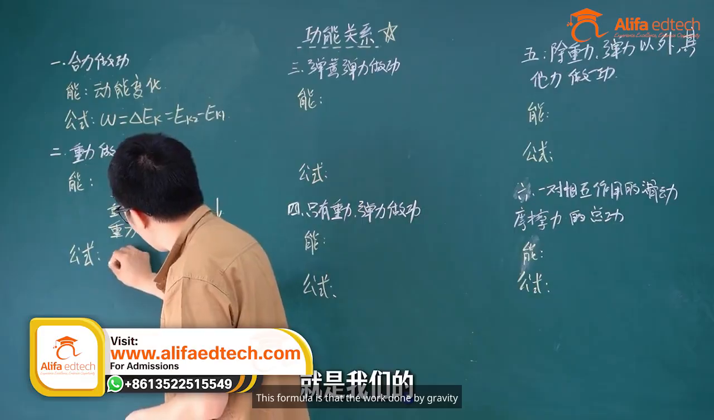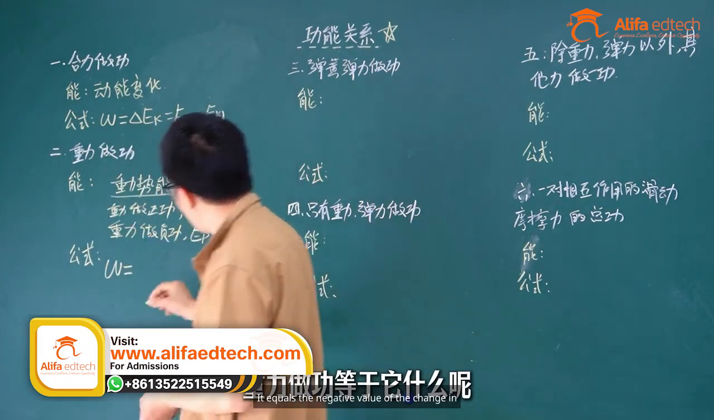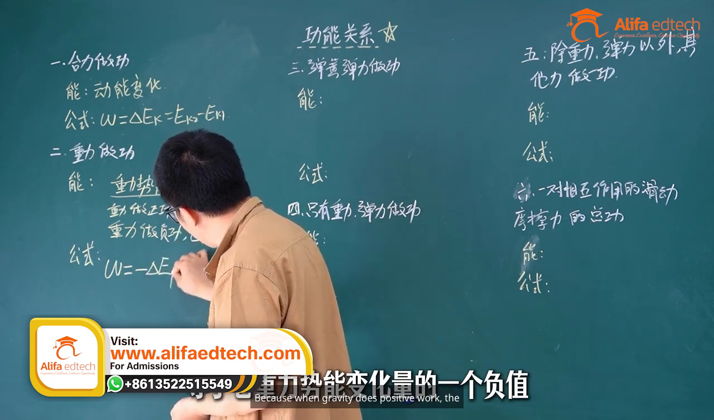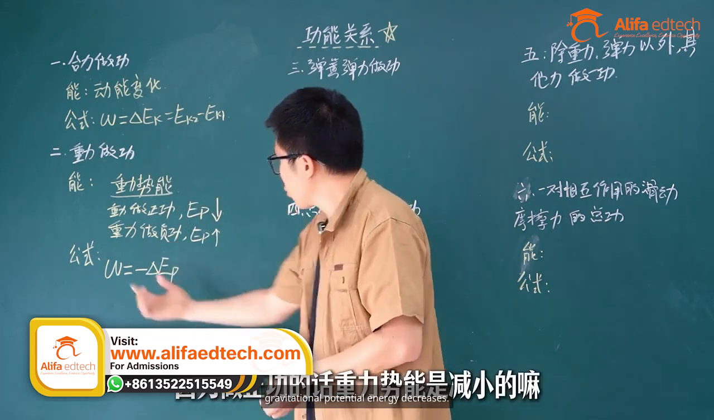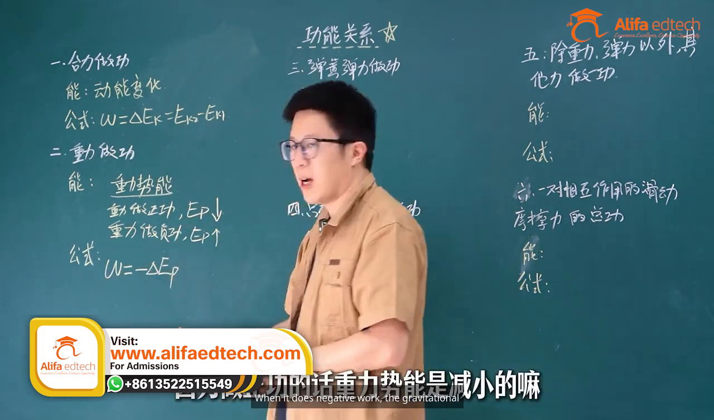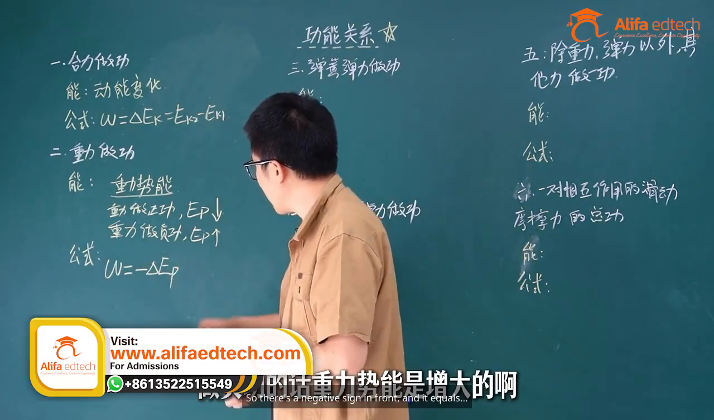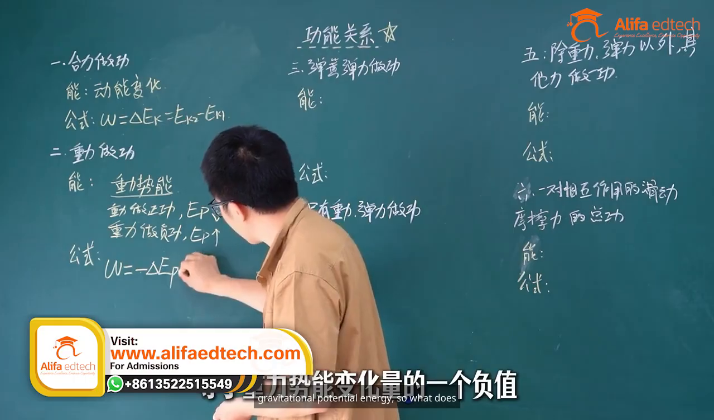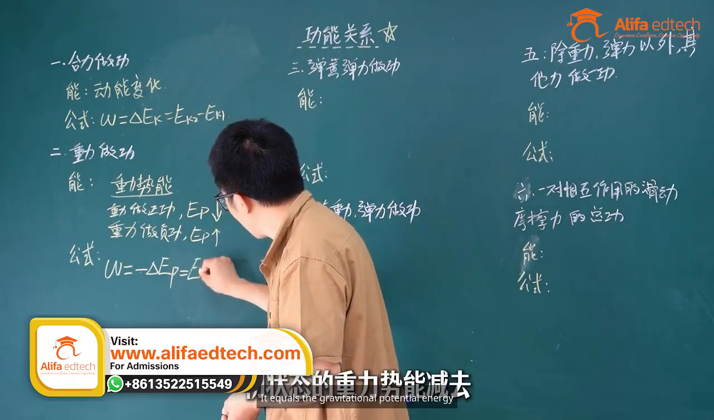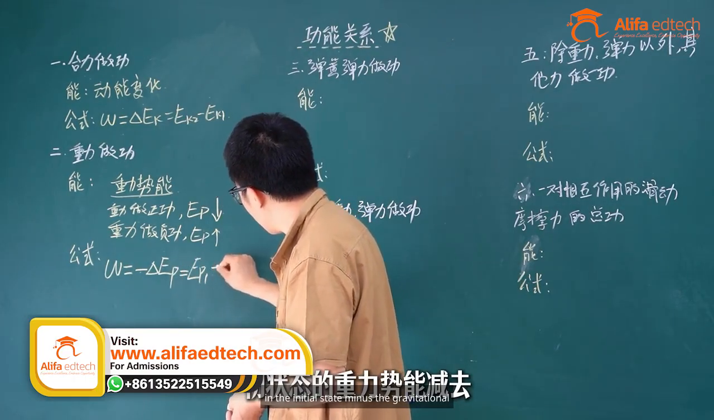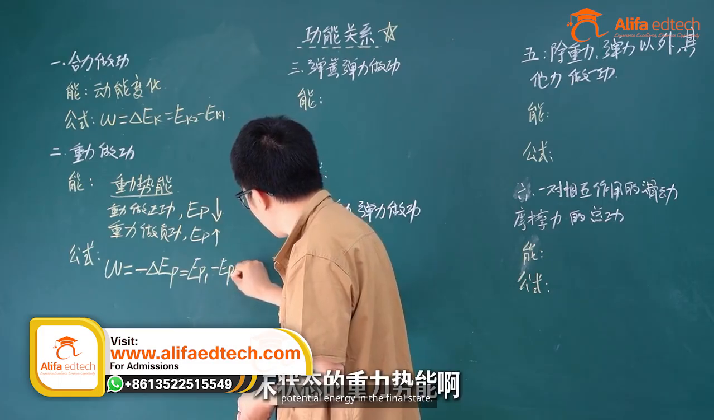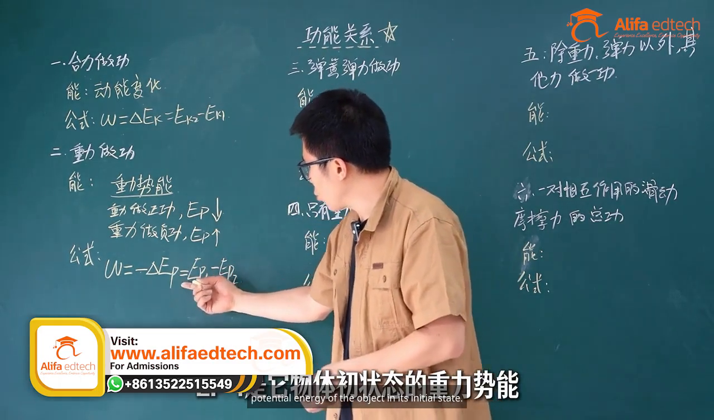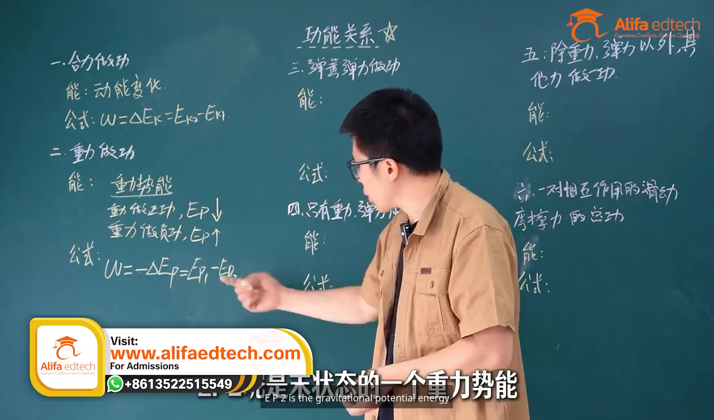Therefore, we can see the relationship between the work done by gravity and energy transformation. This formula is that the work done by gravity equals what? It equals the negative value of the change in gravitational potential energy, right? Because when gravity does positive work, the gravitational potential energy decreases. When it does negative work, the gravitational potential energy increases. So there's a negative sign in front. So what does it also equal? It equals the gravitational potential energy in the initial state minus the gravitational potential energy in the final state: EP1 minus EP2. EP1 is the gravitational potential energy of the object in its initial state. EP2 is the gravitational potential energy in the final state.